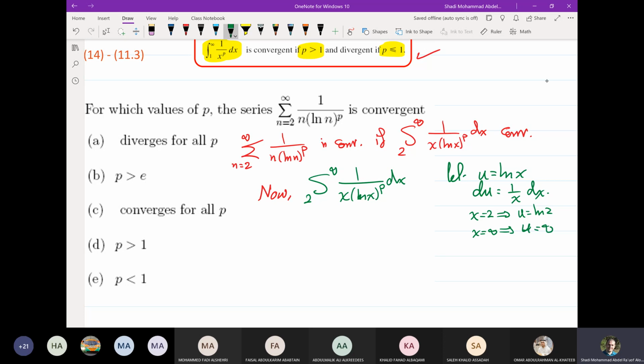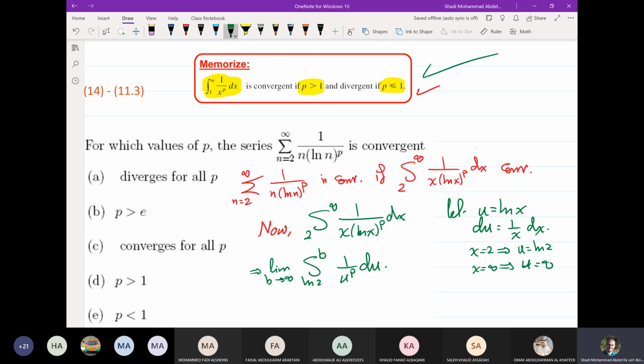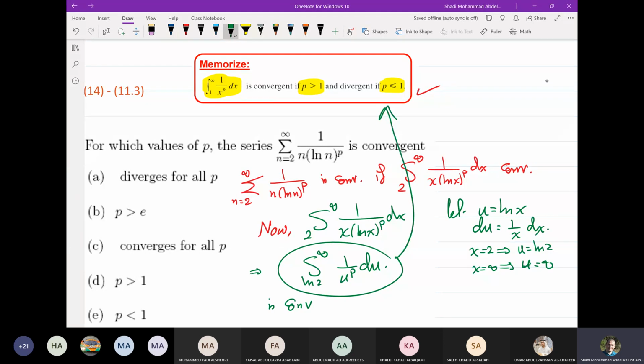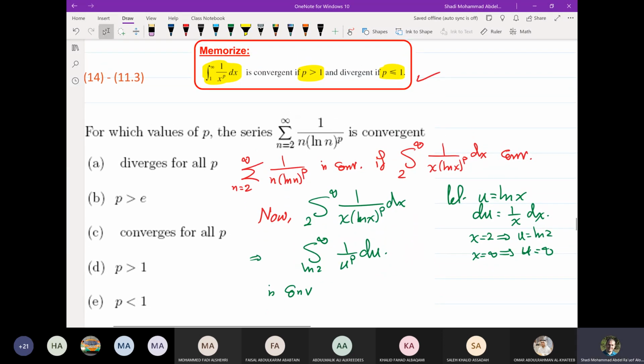So the integral becomes what? It becomes an improper integral, the limit as b goes to infinity of the integral from ln 2 to b of 1 over x, which is du, and this is 1 over u to the power p du. Now look, where will it converge? This integral, from this rule, will converge if p is greater than 1.